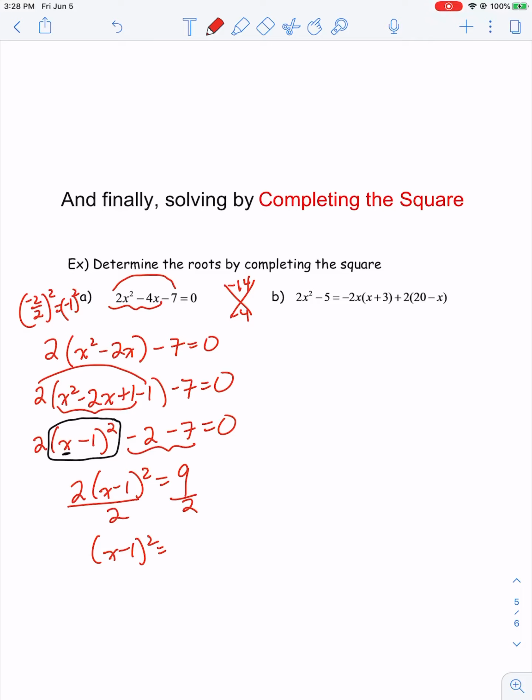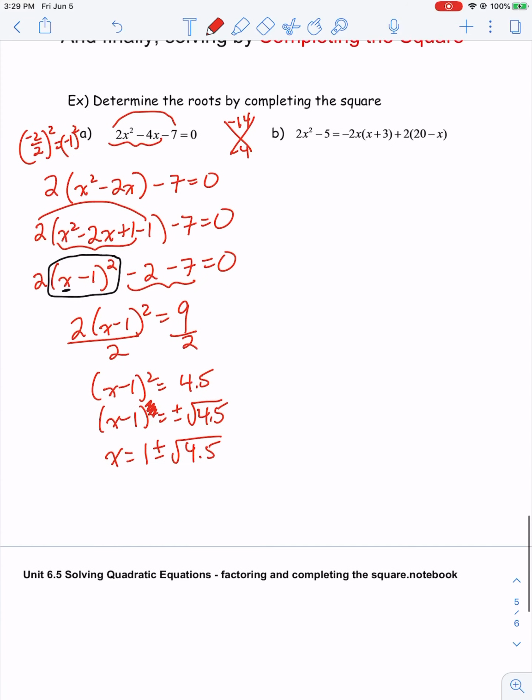You can leave it as 9 halves, or in this case, you can make it 4.5, but you know me, if that was like 9/7, you'd have to leave it as 9/7 because I want your answers to end up being as exact as they can. Don't round your answers yet. So then x minus 1 squared would equal plus or minus the square root of 4.5. Whoops, get rid of that squaring there. So x would equal 1 plus or minus the square root of 4.5.